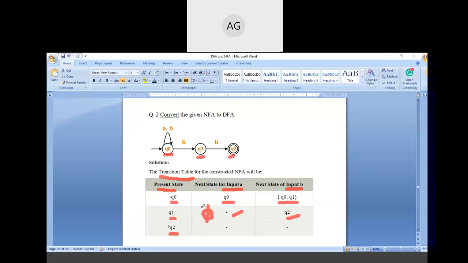Now we move to the q2 state. As you can see, on the q2 state, for no input symbol, either A or B, is there any transition. So we leave it blank, or we can also write phi here. So in the first step, we convert this transition diagram into the transition table. Do all of you understand it till now? Just write in the chat box so that we can proceed further.